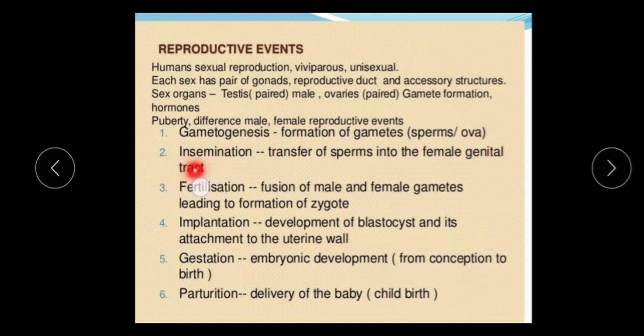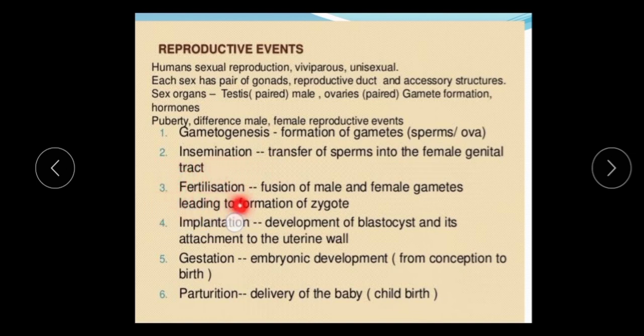Now the second event is insemination. Insemination is the process of transfer of sperm into the female genital tract. That means once the gamete has been formed, in case of male the sperm, now the sperm has to be transferred into the female body. This process is called insemination.